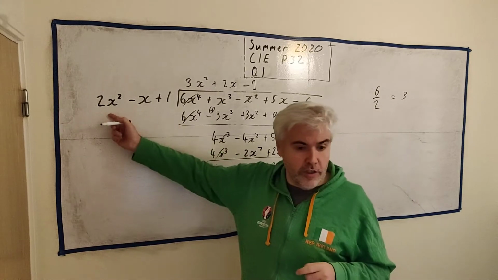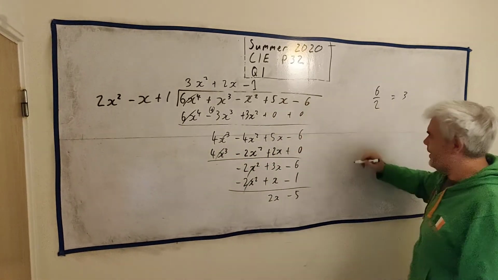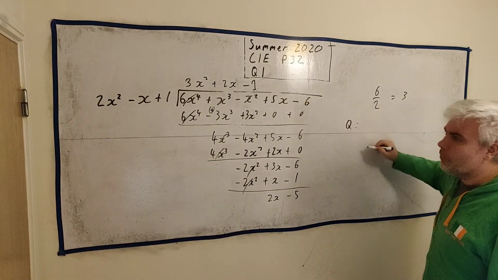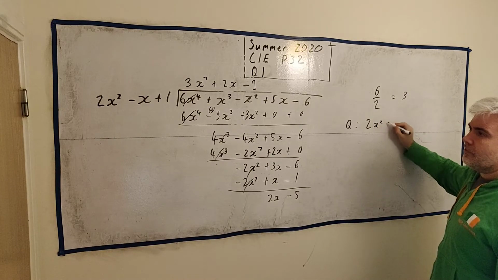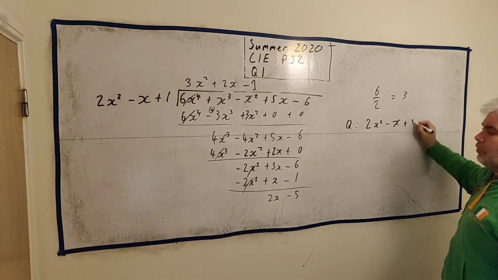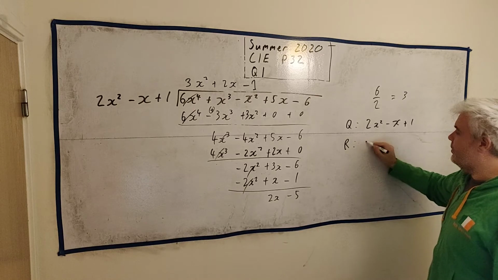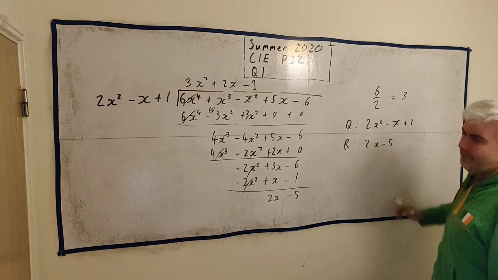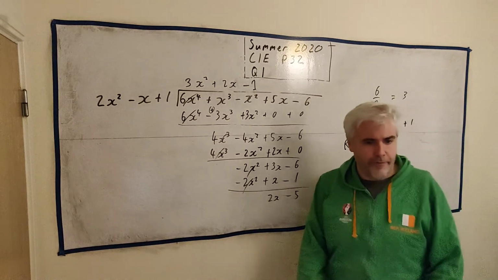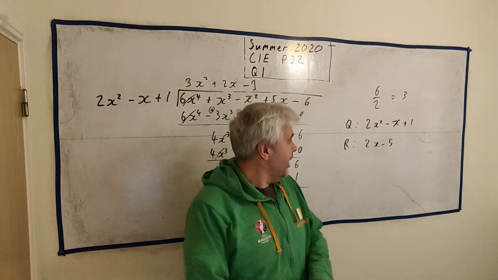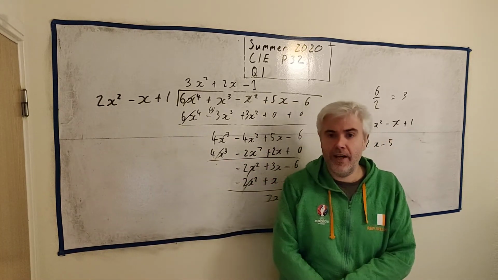This is the quotient and this is the remainder. I'd write something like that. I'd write q is 2x squared minus x plus 1, and the remainder is 2x minus 5. And that's full marks.